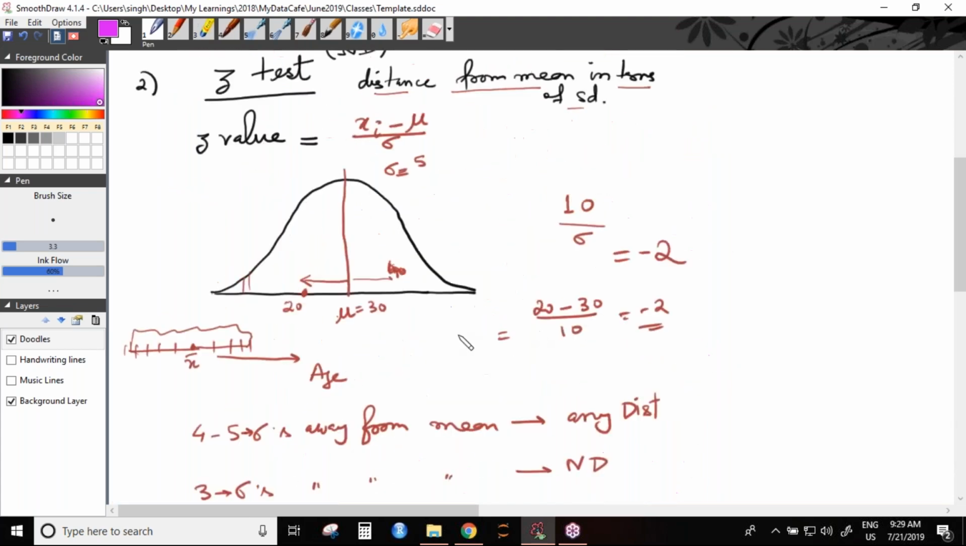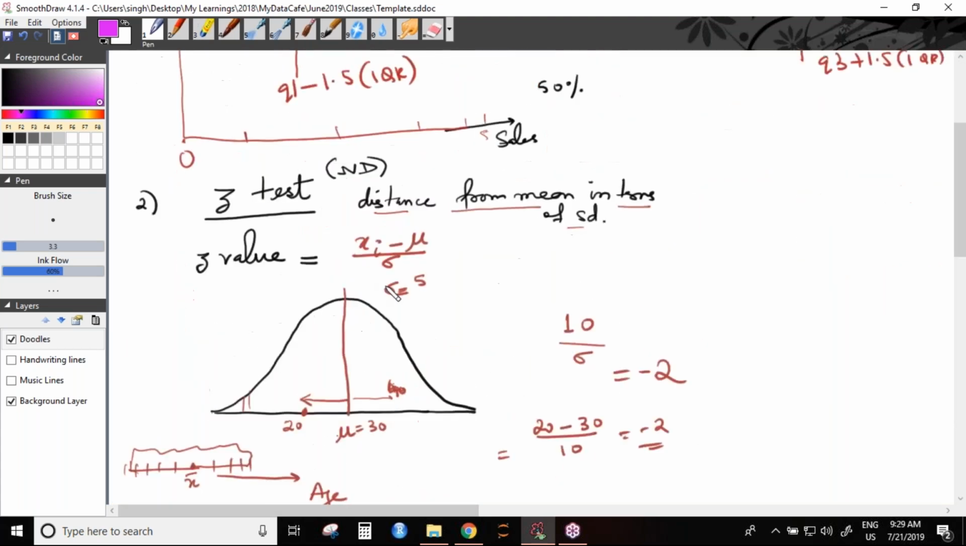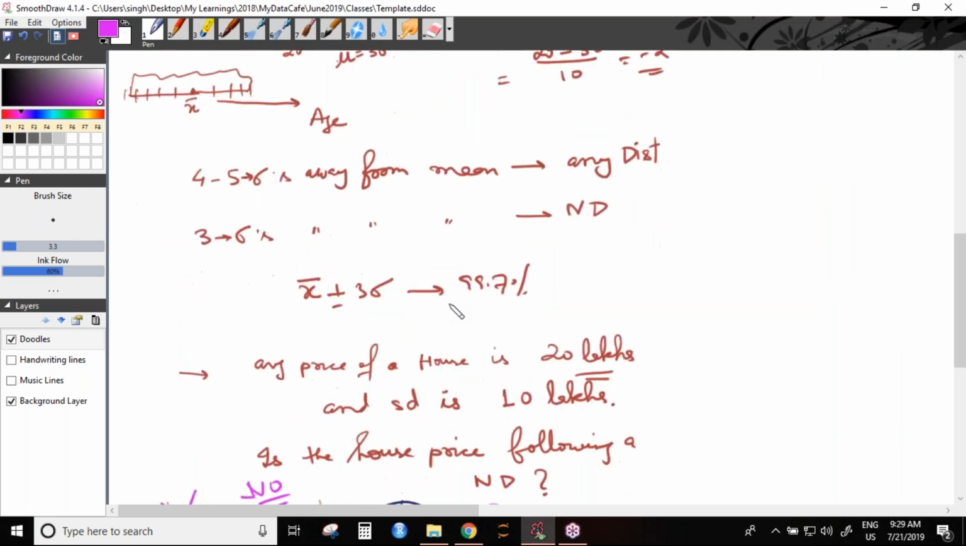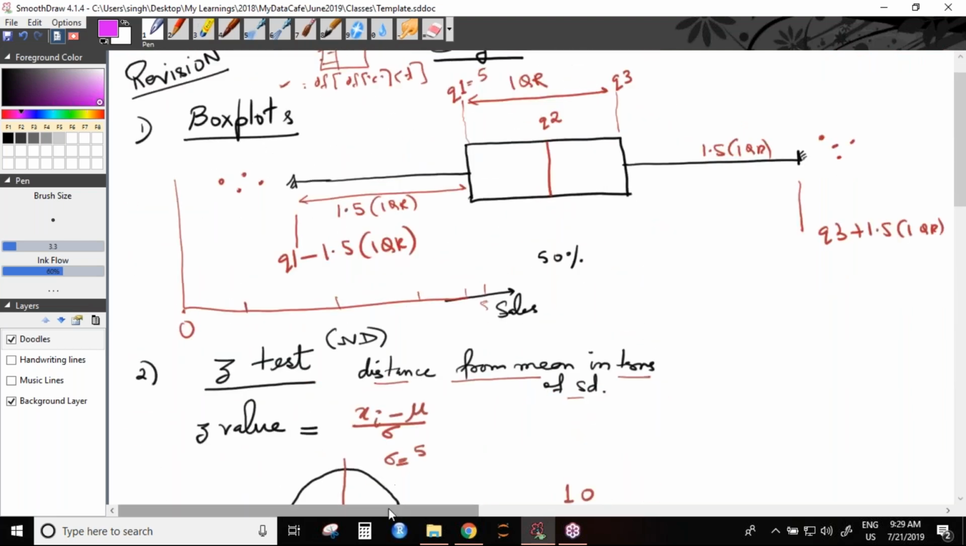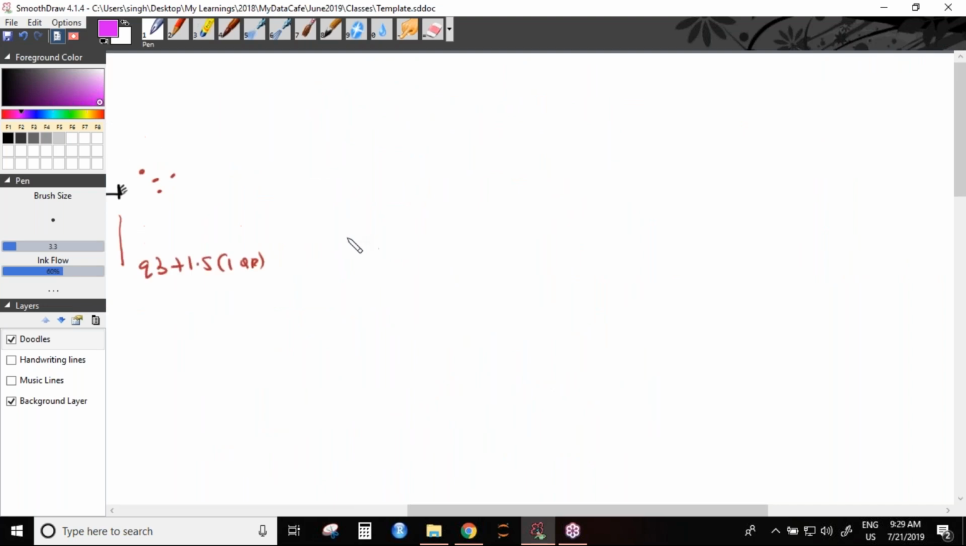Yeah, so this is about the z test. Now let's move to the next topic. What was the next topic we covered? Yeah, binomial distribution.